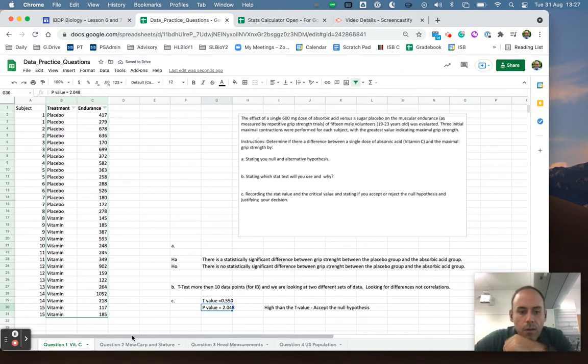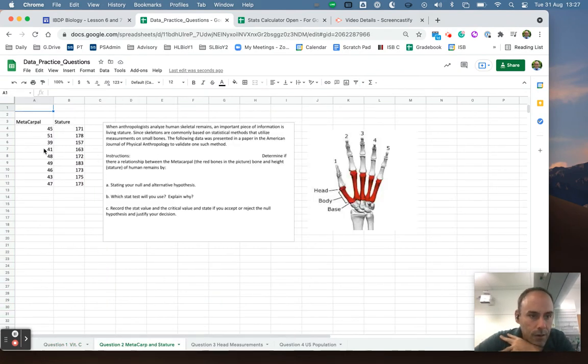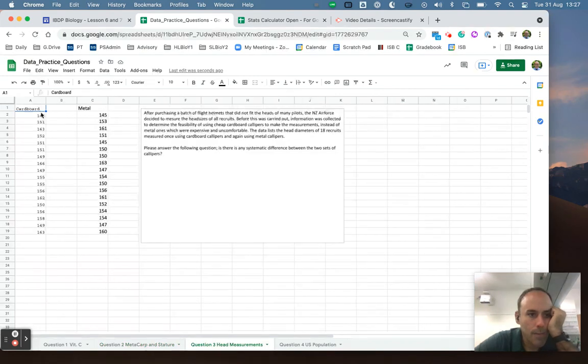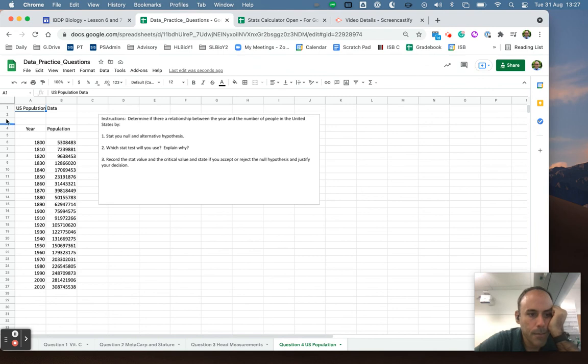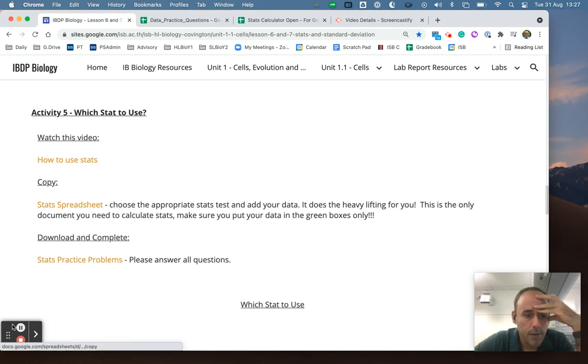Okay. So what you're going to do for the next ones is the same idea here. So figure out from the instructions what they want to do, punch in the data, see what you get. Same for the head measurements here, and for the US population here. Okay. So just work through these questions. You can put the answers right out on here. You don't need to show your work or anything. And then this is what you will submit in for activity 5. Okay. Thank you.